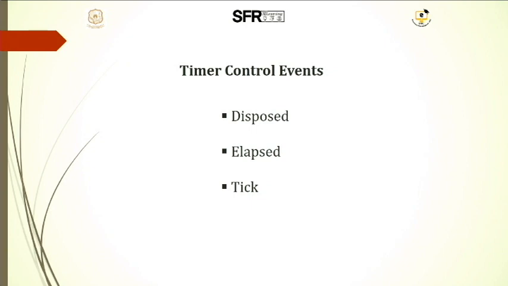Next is events of timer control. The first one is Disposed. When a control or component is terminated by calling the Dispose method, a Disposed event occurs. Next one is Elapsed. When the interval elapses in the timer control, the Elapsed event occurs. Third one is Tick. A Tick event is used to repeat the task according to the time set in the Interval property. It is the default event of a timer control that repeats the task between the Start and Stop methods.